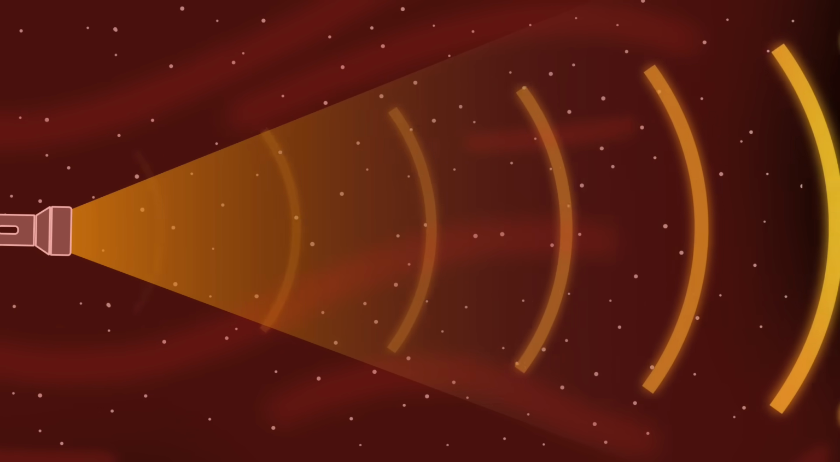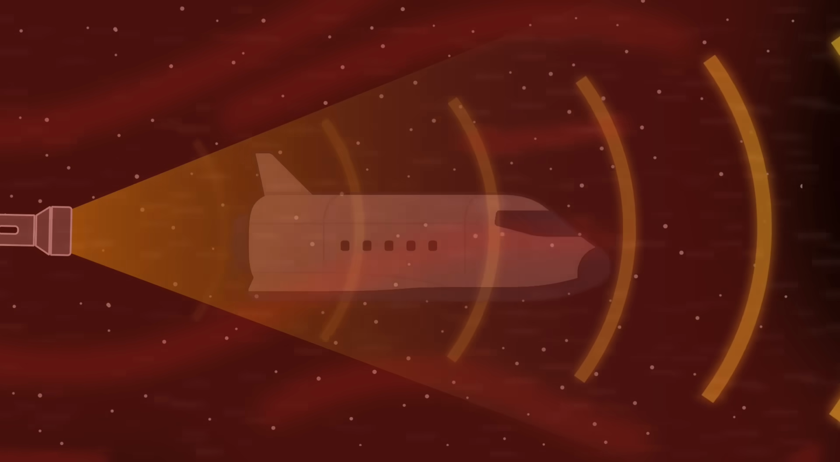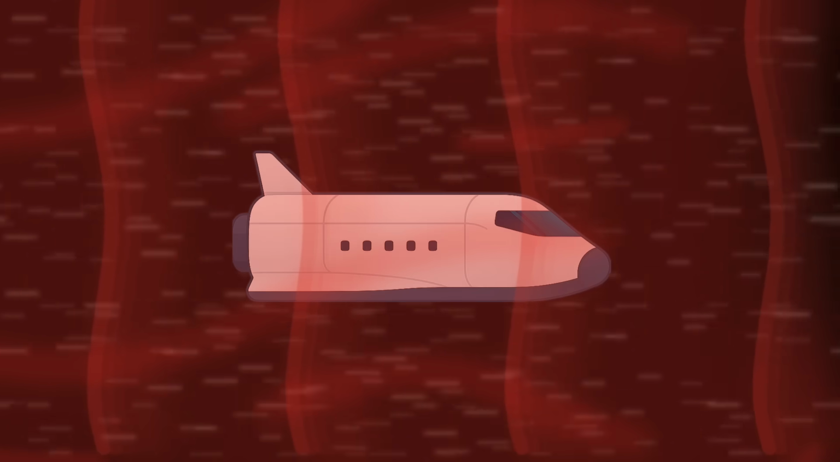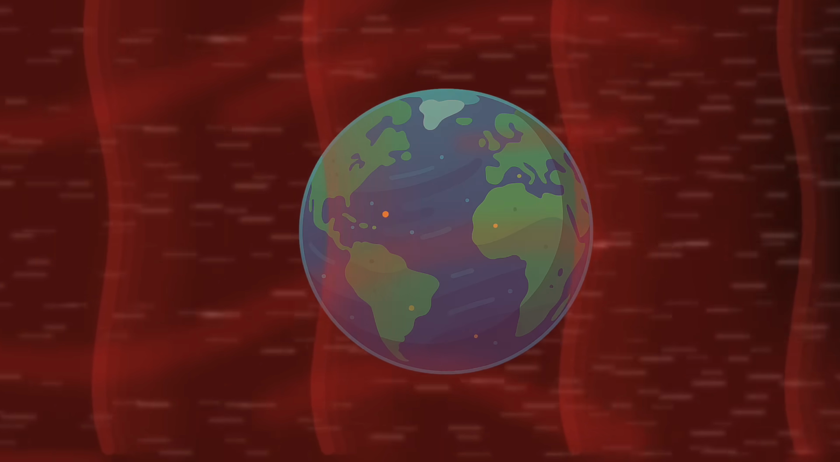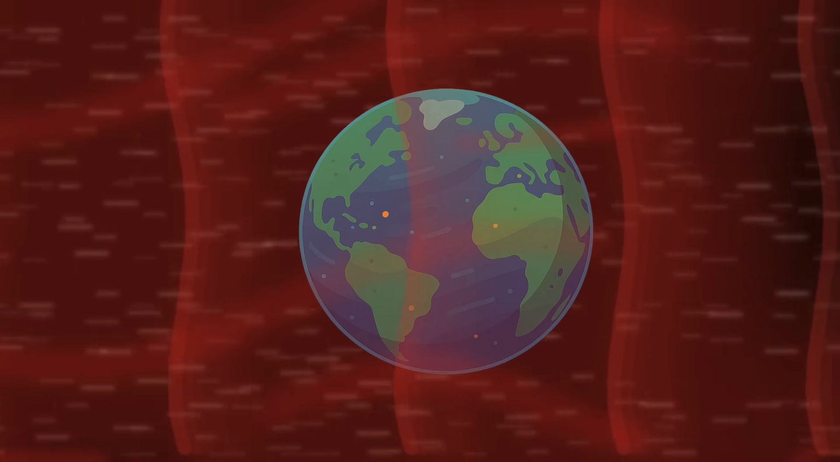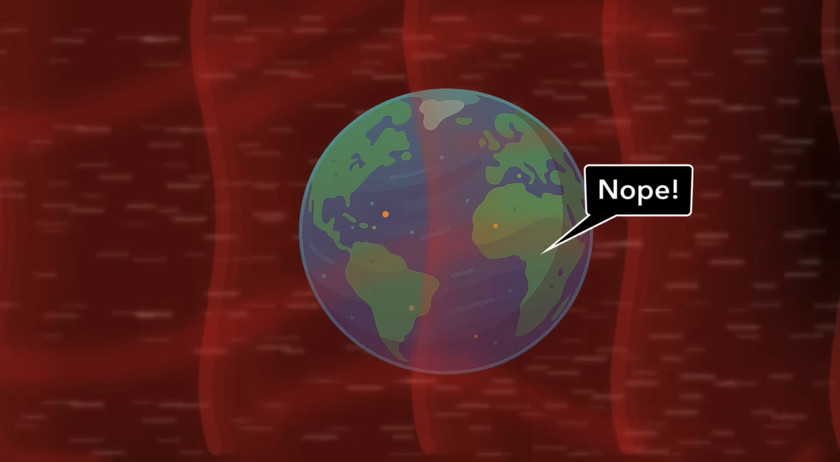But there was a problem. See, if ether fills the entire universe, then moving through space should produce a backward ether wind. And Earth is moving through space, so we should be able to detect ether wind too. But even the most sensitive instruments couldn't detect it.